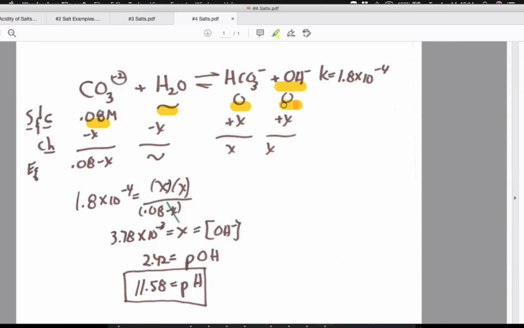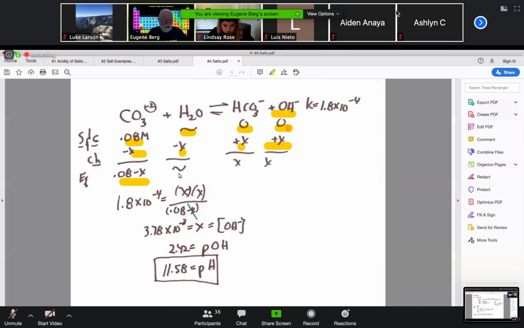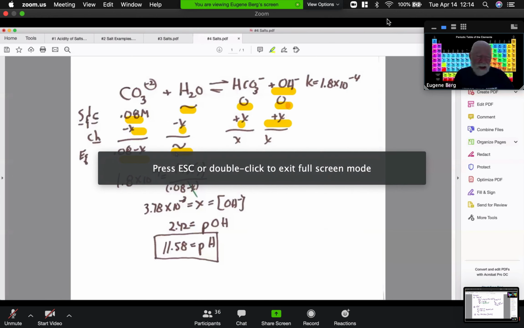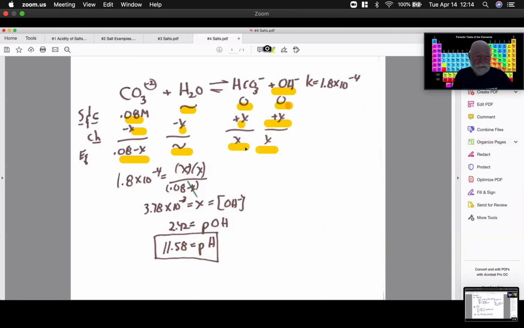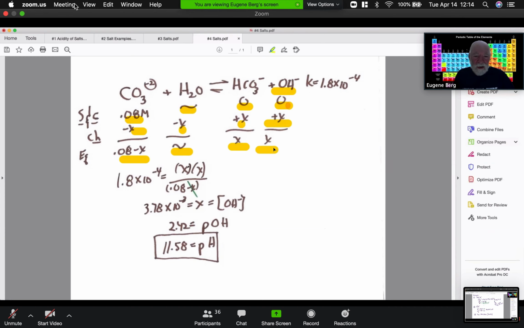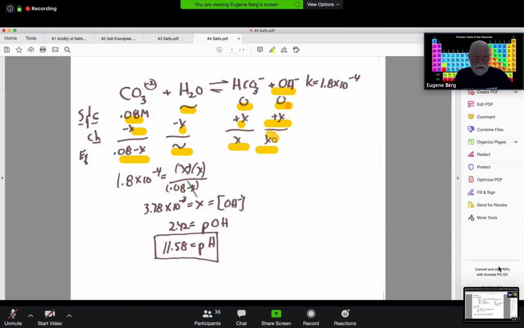Sum everything, and you get 0.08 minus x for the concentration of carbonate. Notice I don't bother writing water. Remember, water is a solvent. It's present, but it isn't involved in the mathematics. And you've got x for hydrogen carbonate, x for hydroxide. So here's our goal: if we can solve for the equilibrium hydroxide ion concentration, this x right here, we can get the pOH and then the pH.